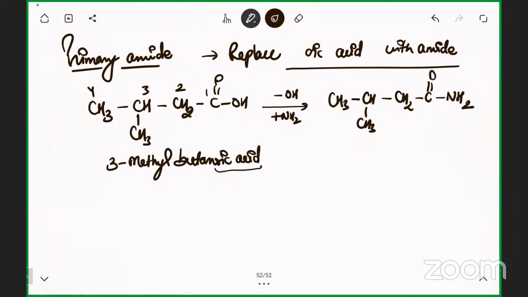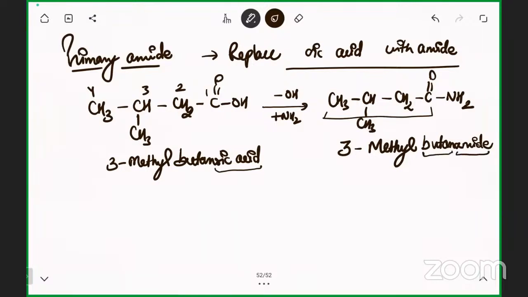Now, to write the name, it will be 3 methyl. Since we have 4 carbons in the main chain, it will be butane, butan, and you just have to remove the oic acid. So butanamide: butan and amide. So the name will be 3 methyl butanamide. Clear? I'm giving one example.